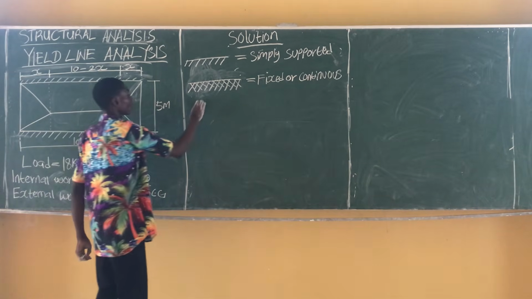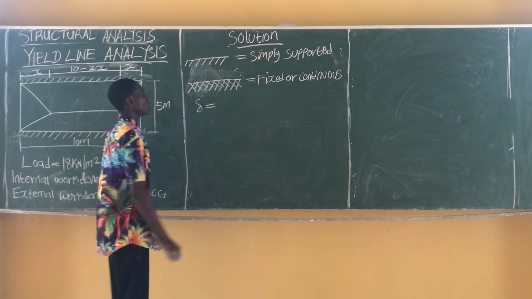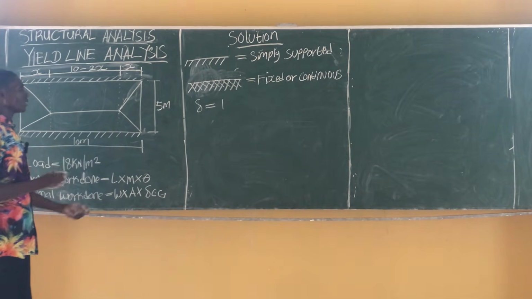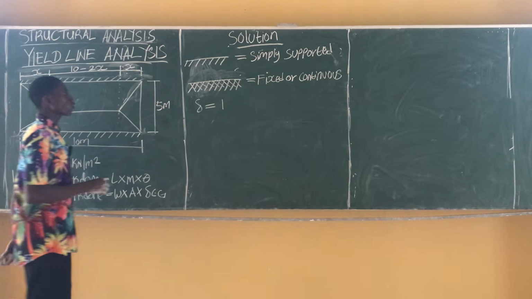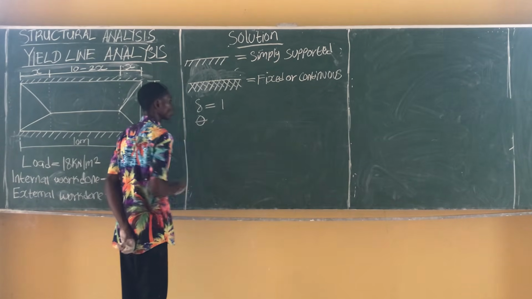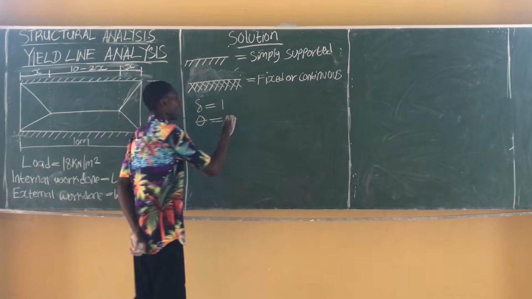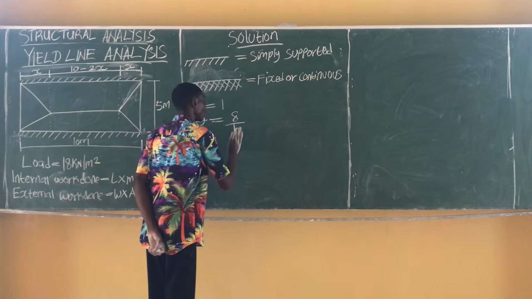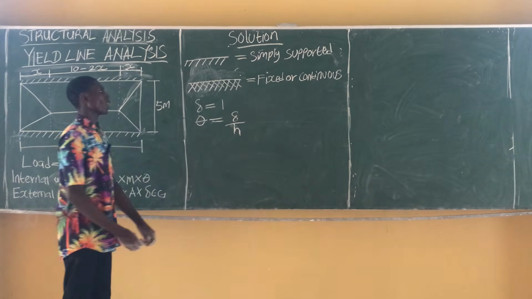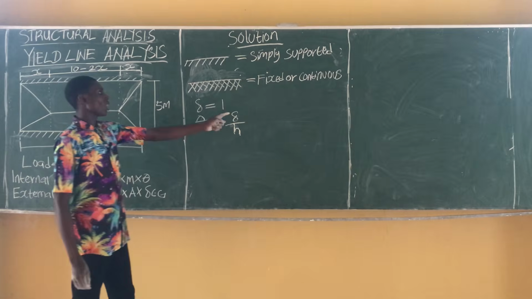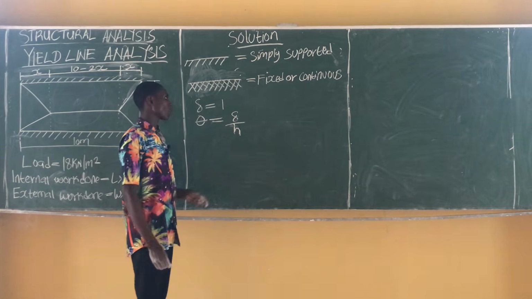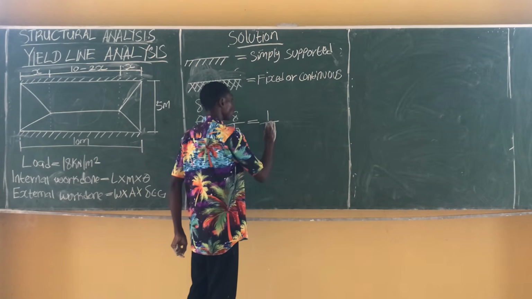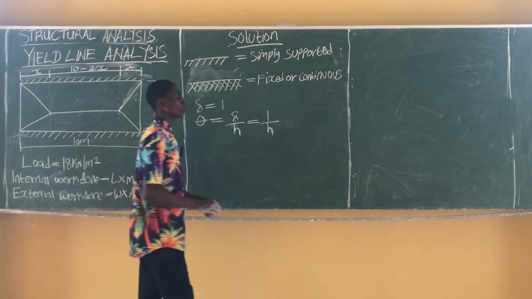Now, for this analysis, deflection is considered a unit deflection. Hence, our deflection, delta, is always equal to 1. So at any point you are considering, delta is equal to 1. And also, our rotation is equal to delta over the perpendicular height, the height of the segment we are considering. Knowing that delta is 1, this is always equal to 1 over the height of the segment being considered.